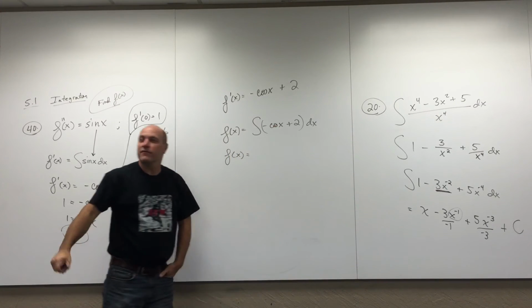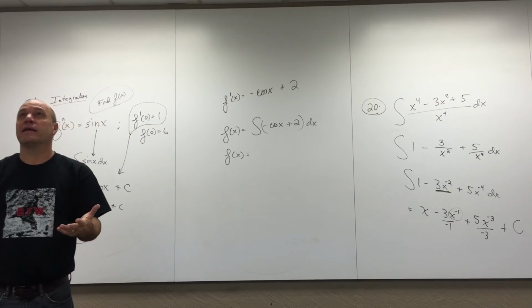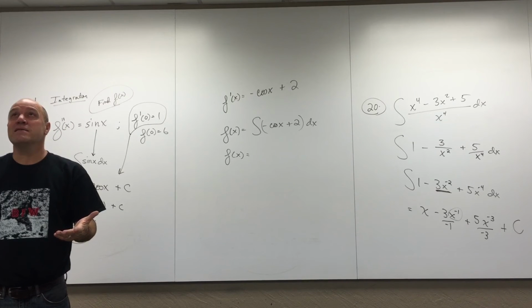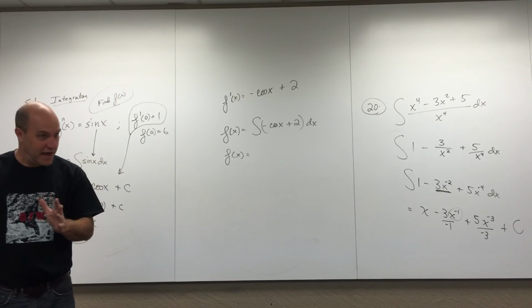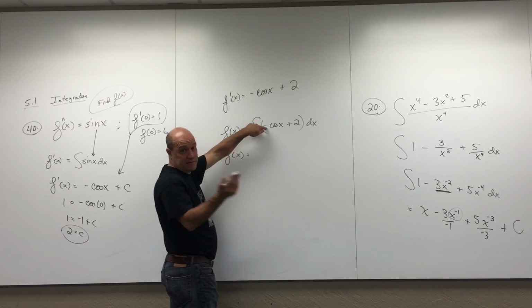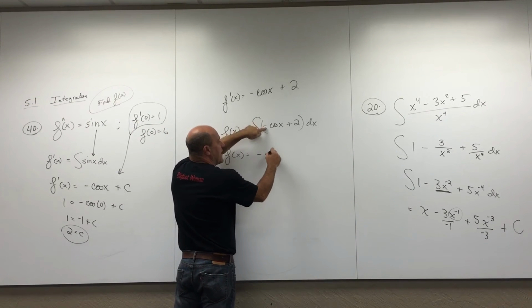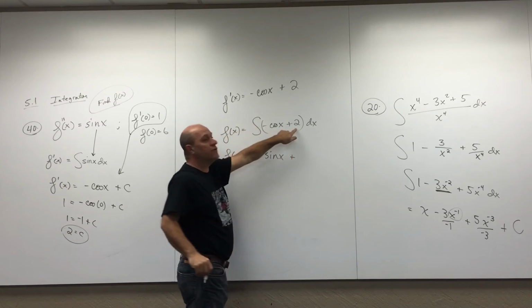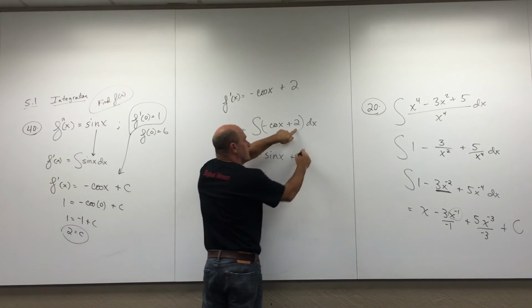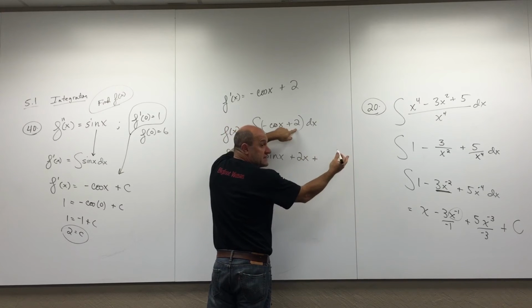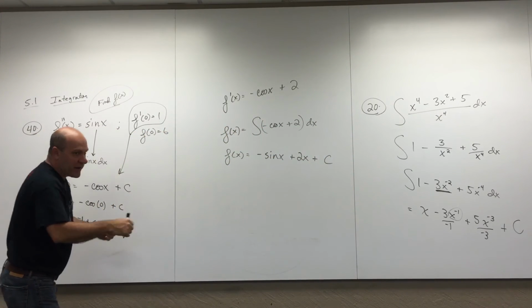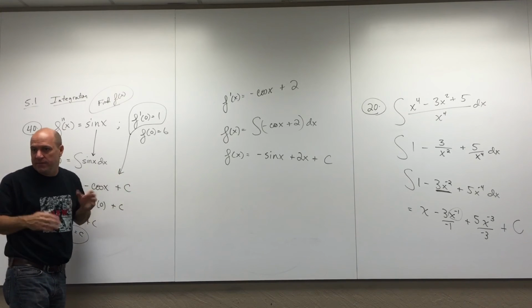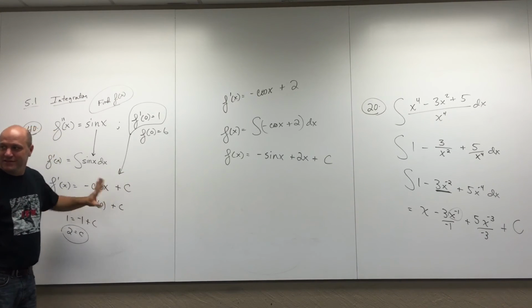How do you integrate a negative cosine? Let's see. How do you integrate a cosine? When you integrate a cosine, you just get a sine. So if there's a negative out front, there's a negative out front. Negative sine x. Hey, how do you integrate a 2? 2x. All right, and then I get another plus c. And maybe it's a different c than this one. Maybe I should have used c1 and c2 or some kind of subscripts, but it's a different c.